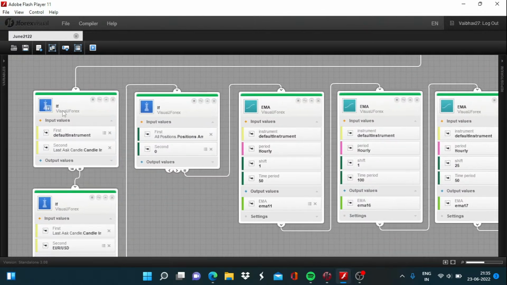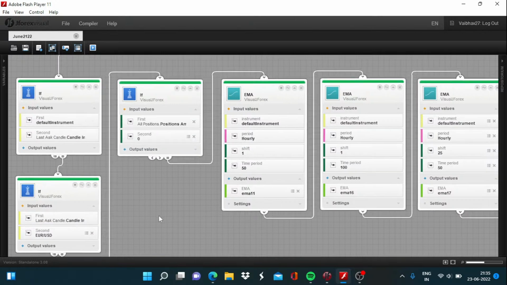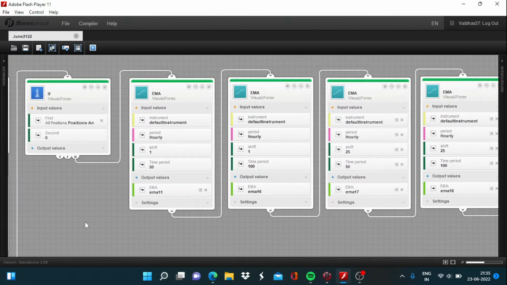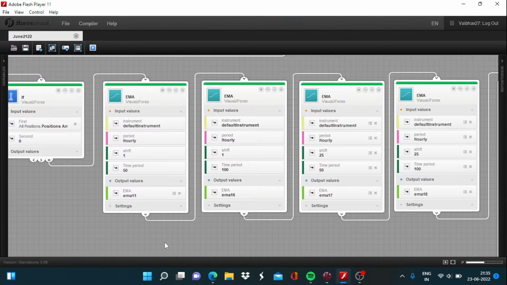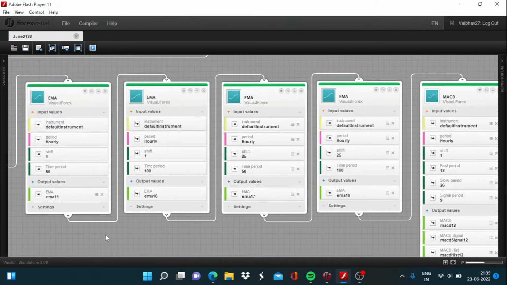In the last session, I had explained to you how to get the instrument subscription done, where the Euro USD was used as the instrument of choice, the default instrument. After that, the position amount was defined at zero to make sure there is no existing open or pending position on the account prior to the execution of the new trade.